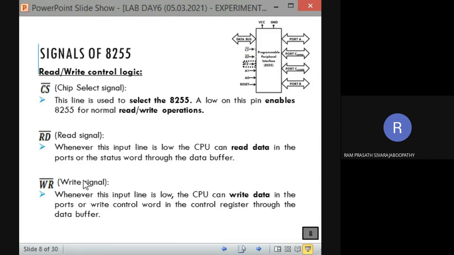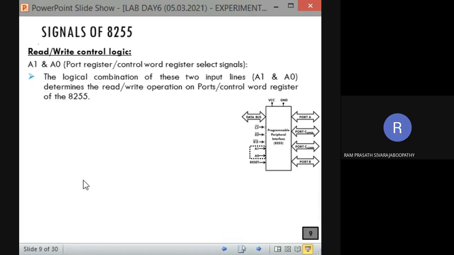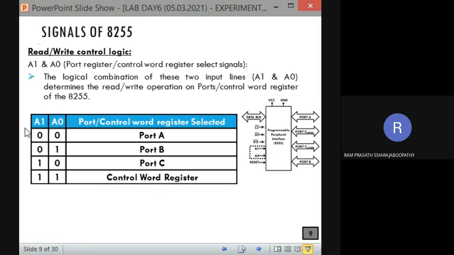Fine. So in the read write control logic, next we will see A1 A0. This logical combination is going to select the port register or the control word register. That's all. We already said that if A1 A0 is 00, port A will be selected. If 01, port B will be selected. If 10, port C will be selected. If 11, the control word register will get selected.